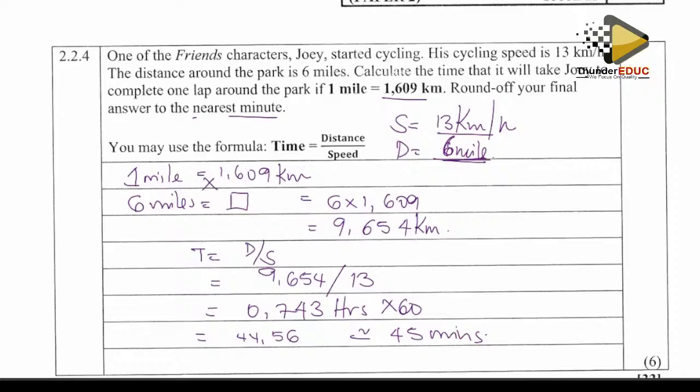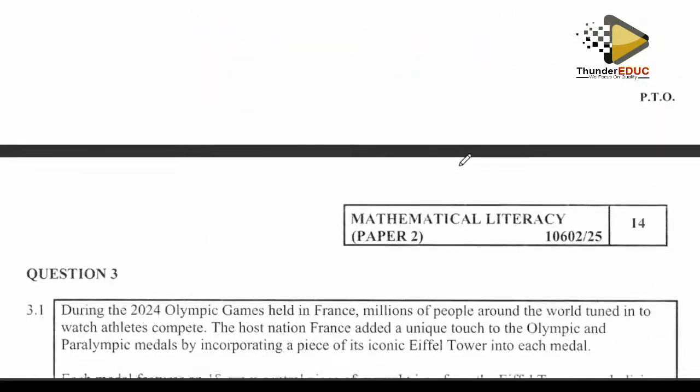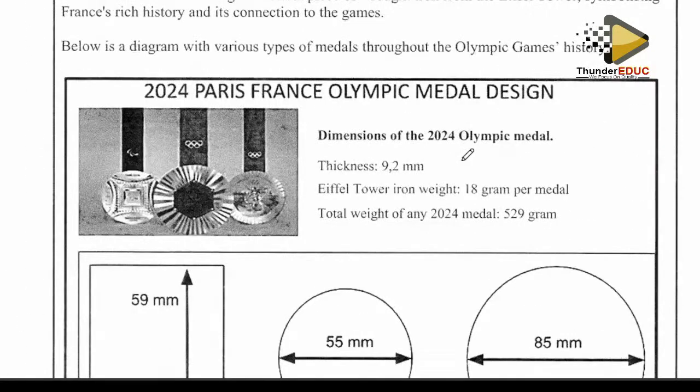45 minutes. Why did we change the distance to kilometers? Because the speed was already in kilometers per hour. Had it been in miles, we should just continue. But we had to change the distance because it would be easier to change the distance than the speed. Okay. That marks the end of question number 2. Let's go to question number 3.